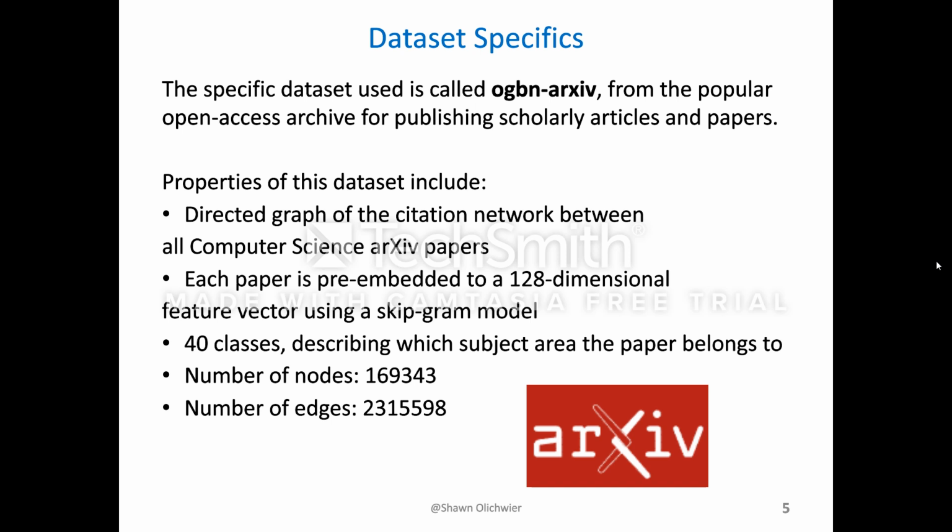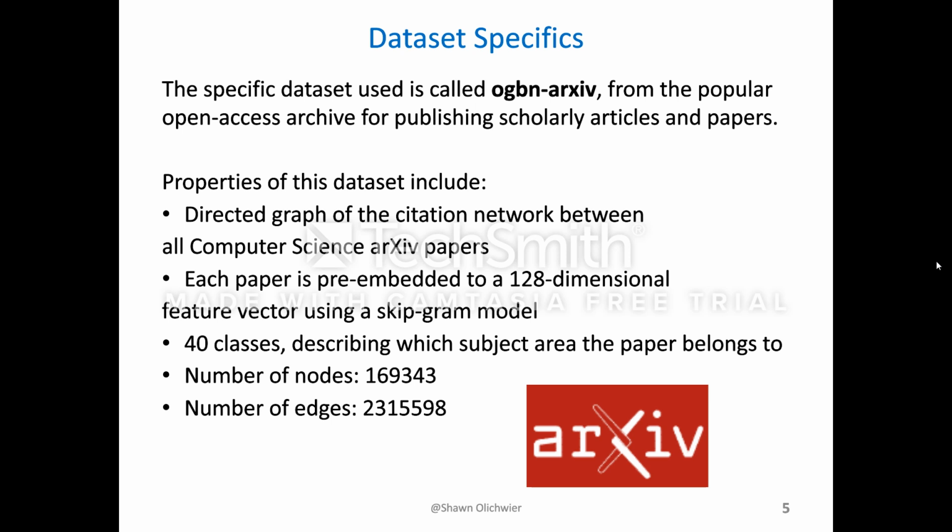So the data set specifically, we are using the OGBN arXiv data set. So it's an open access archive for publishing scholarly articles and papers. That's what arXiv is, if you haven't heard of it. But the properties of the data set are actually really unique, right? So it's a directed graph of the citation network of all of the computer science arXiv papers, from existence essentially, up until this data set was captured. I think it was like 2018.